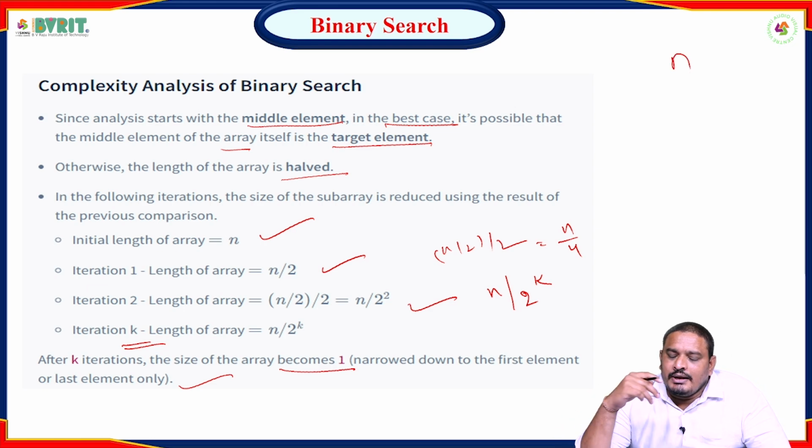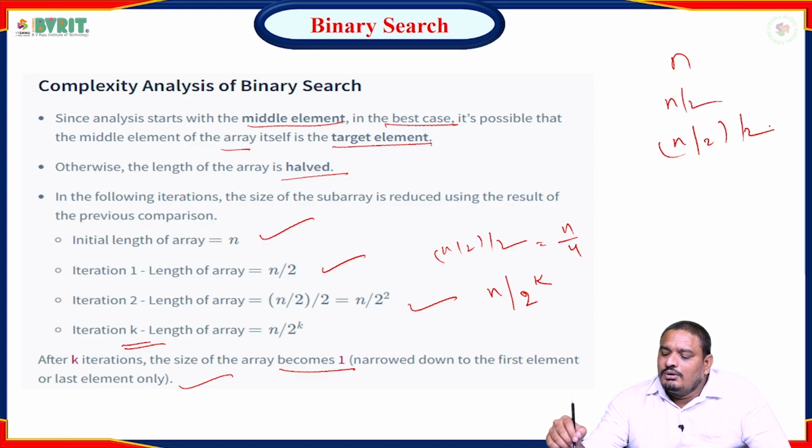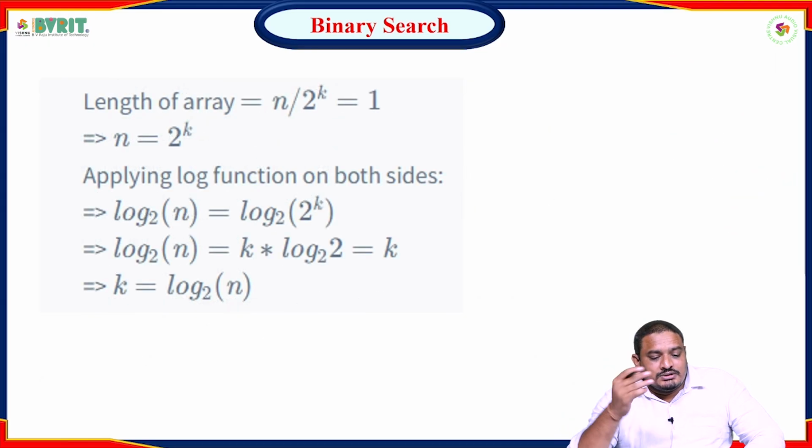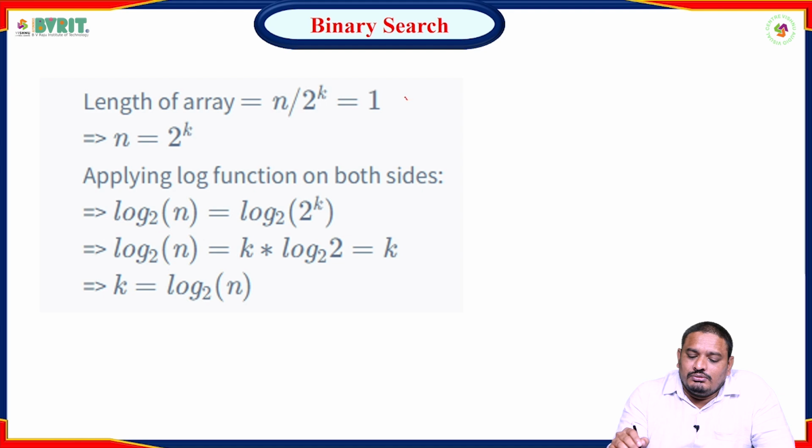So the array is n. The first iteration, n by 2. The second iteration, n by 2 by 2. The third iteration, n by 2 by 2 by 2. Like that, the kth iteration, that is n by 2 power k. That is the complexity analysis for binary search. The length of the array equal to n by 2 power k, that is 1.